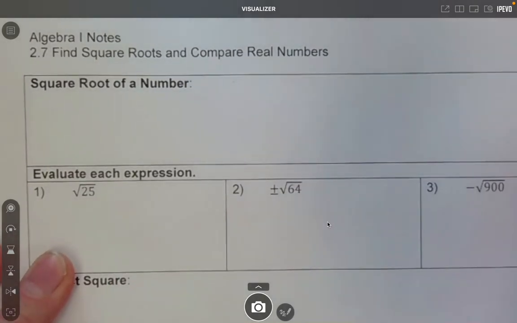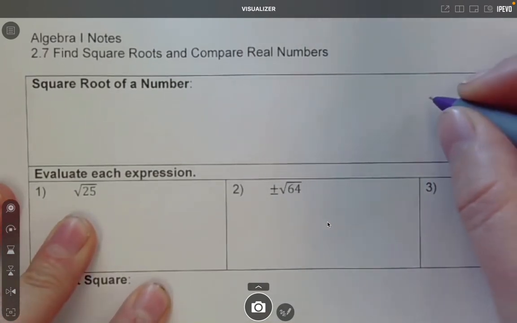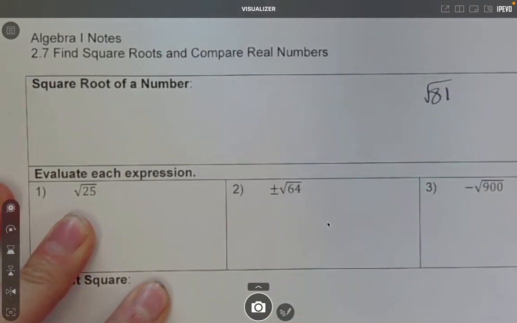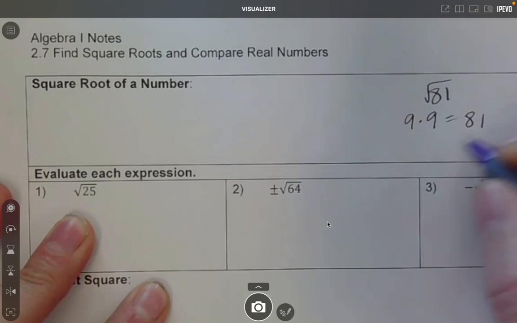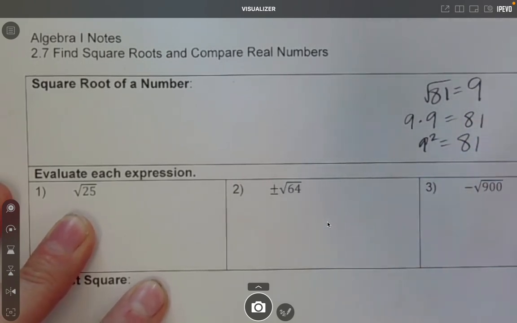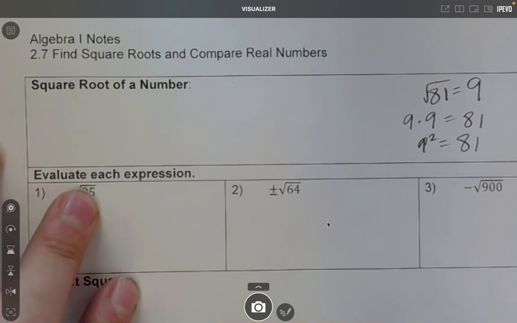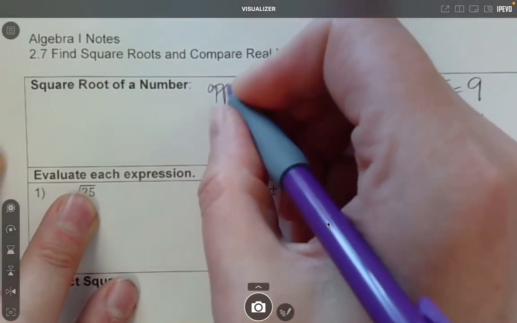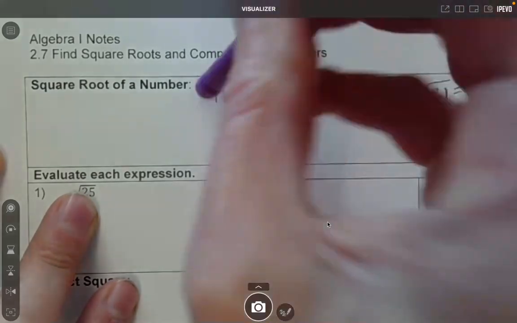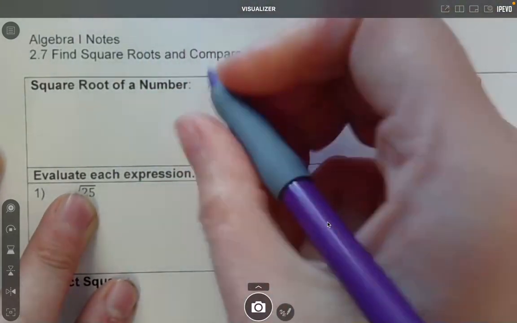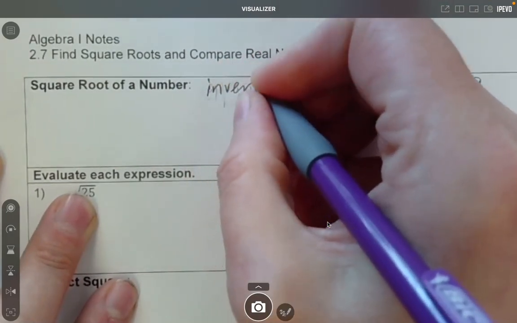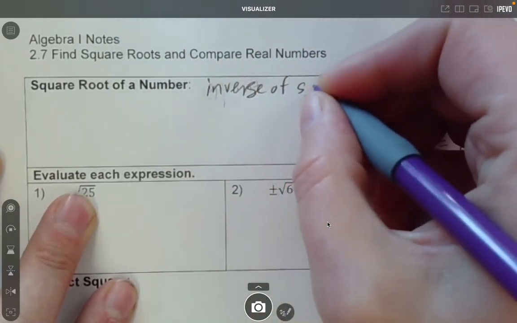So if I am finding, say, the square root of 81, then I would have to think what multiplies by itself to make 81. So since 9 times 9 equals 81, or 9 squared equals 81, the square root would be equal to 9. So we are looking at the opposite of squared, or I guess really inverse is a better word in math, right? It's the inverse of something that's being squared. So it's the inverse of squared.